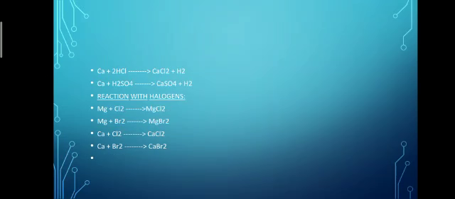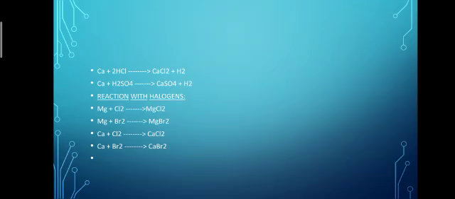Now the second metal, that is calcium, reacts with hydrochloric acid. It forms calcium chloride with the liberation of hydrogen gas. And when calcium reacts with sulfuric acid, it forms calcium sulfate with hydrogen gas. The last one is the reaction of magnesium and calcium with halogens.